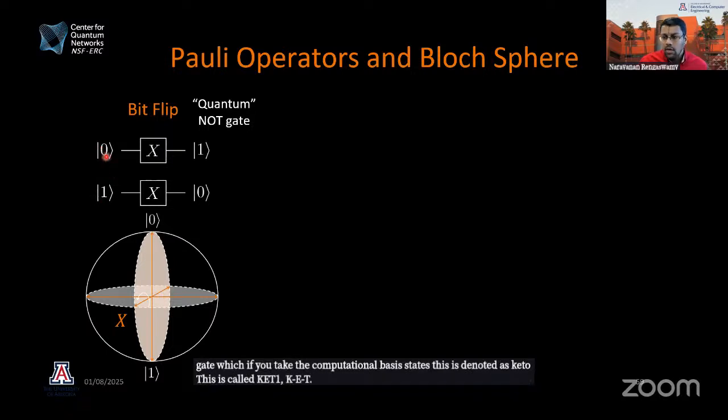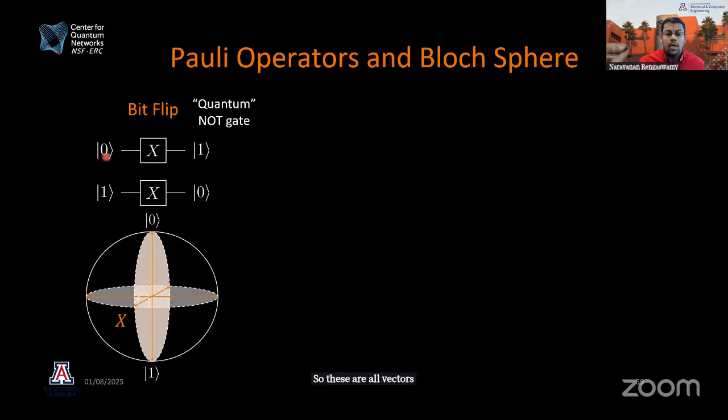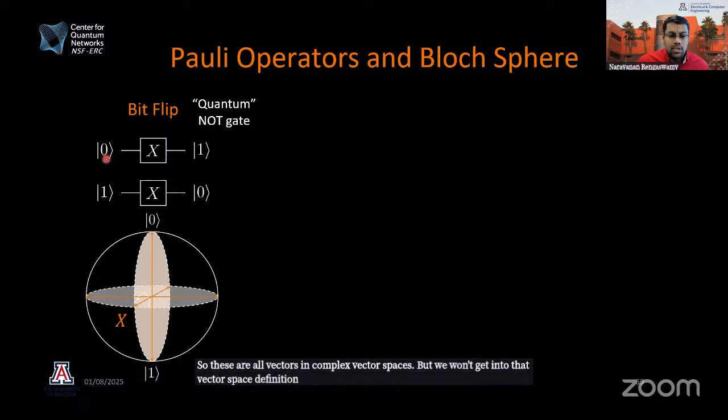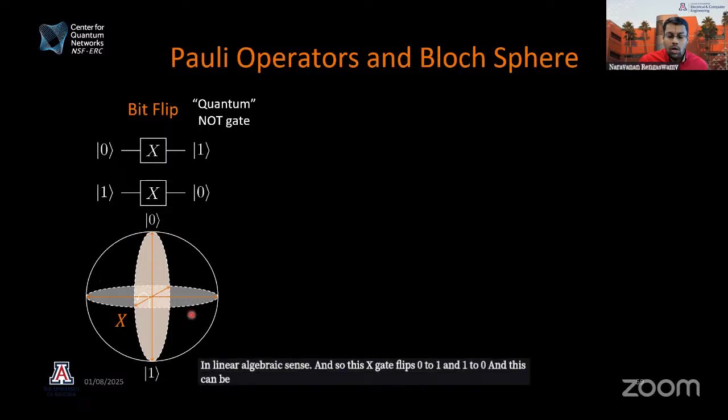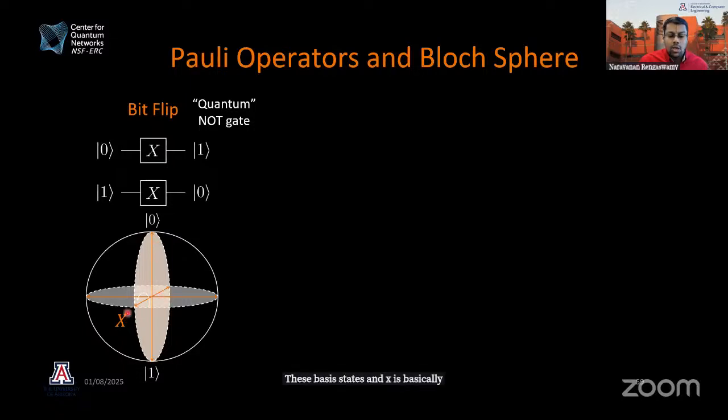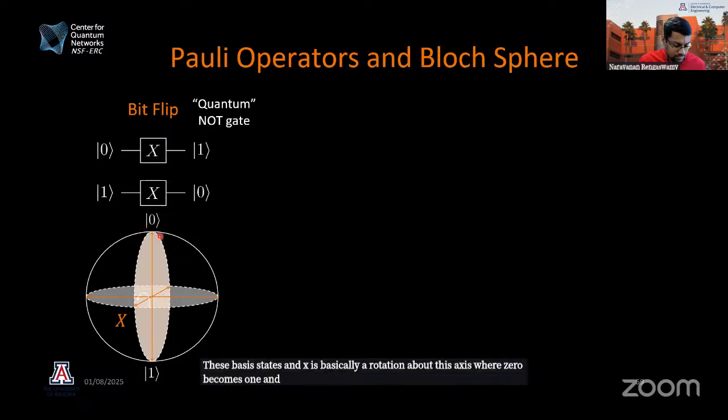So these are all vectors in complex vector spaces, but we won't get into that vector space definition for this course as it's not necessary. So for now, just take these as definitions of some basis states in a linear algebraic sense. And so this X gate flips 0 to 1 and 1 to 0. And this can be visualized on the so-called Bloch sphere, where I've plotted 0 and 1, these basis states, and X is basically a rotation about this axis where 0 becomes 1 and 1 becomes 0.